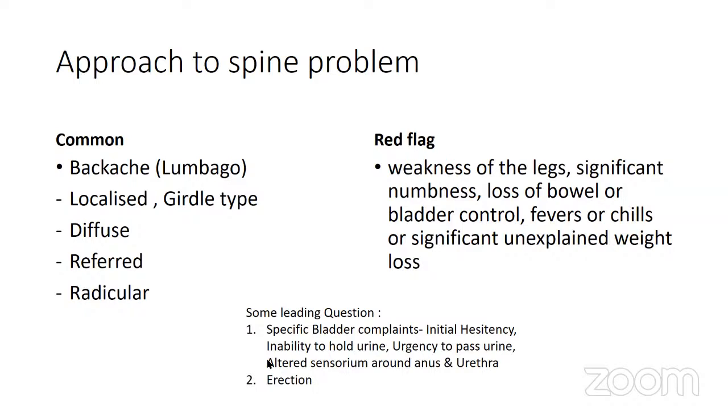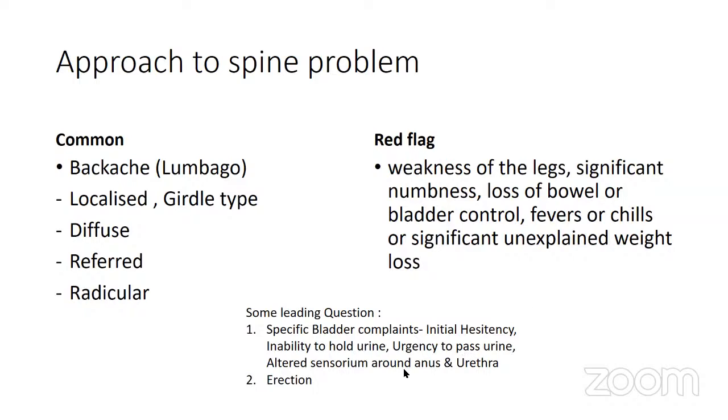But here some leading questions are required, because patients become very shy to discuss specific bladder complaints, and especially the erection problem. These are also red flag signs, but the patients are very reluctant to tell that. So what specific history is to be taken for the bladder complaint? Initial urgency, inability to hold the urine, urgency to pass urine, altered sensorium around the anus and the urethra, as also the loss of erection that can cause impotency.